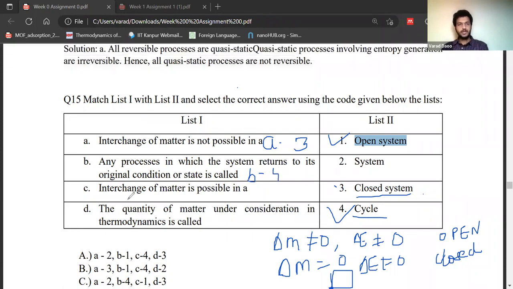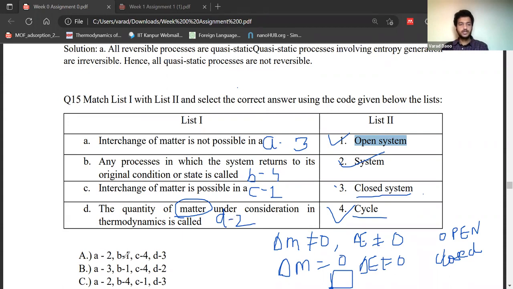Interchange of matter is possible in a, you guessed it right, open system, right? That means C is 1. The quantity of matter or quantity of space under consideration in thermodynamics is called, you guessed it right, system. That means D is 2. So we have A is 3, B is 4, C is 1 and D is 2.